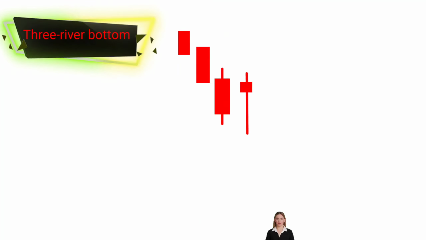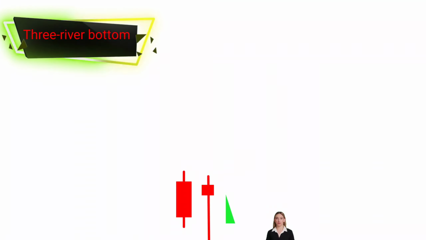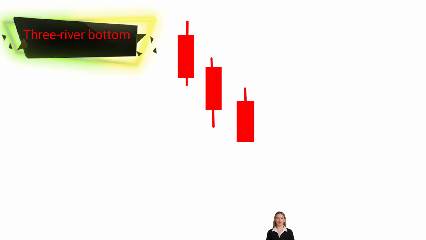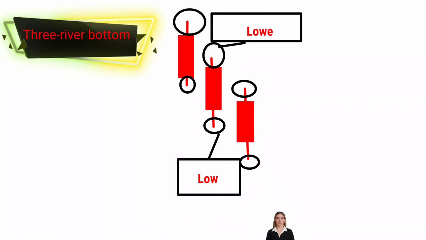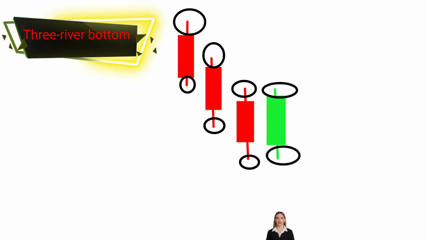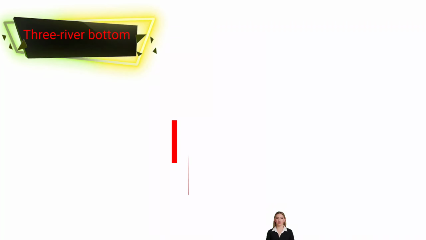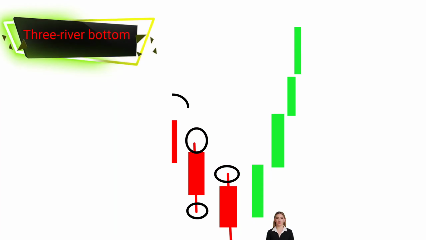The unique three-river candlestick pattern is a reliable bullish reversal pattern in forex trading. This pattern is formed by a series of three consecutive candlesticks with lower lows and lower highs, followed by a fourth candlestick with a higher close.